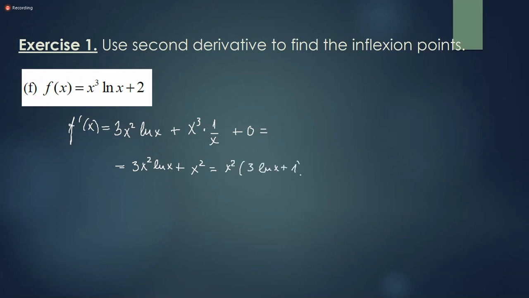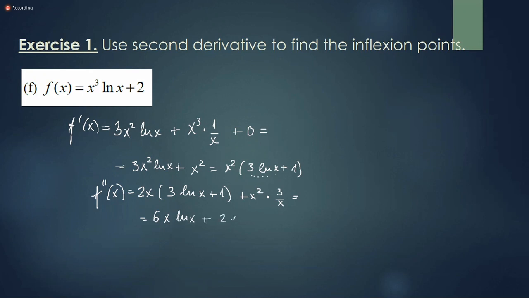3 ln x plus 1. So we simplify the first derivative. Now we can differentiate one more time. So the second derivative would be 2x, that's differentiated, times 3 ln x plus 1, not differentiated, plus x squared, not differentiated, times 3 over x as the derivative of 3 ln x. And so we have 6x ln x plus 2x plus 3x.